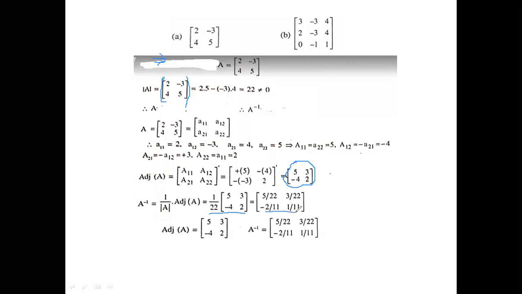It is a normal step. So adjoint A is 5, minus 4, 3, 2, and A inverse is this: 5 over 22, minus 2 over 11, 3 over 22, 1 over 11. Okay.